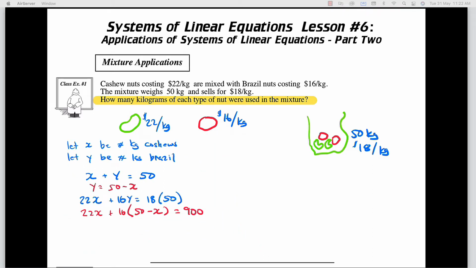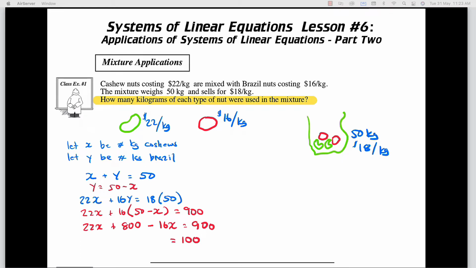Okay, and we will now expand everything, gather some like terms, then just solve. So what do we have here? I've got 22 times x, and then I have 16 times 50. So 16 times 50 is going to be 800, so plus 800 minus the 16x equals the 900. So let's get all the numbers on the right hand side. I'm going to subtract 800 from both sides. I'll end up with 100 over here.